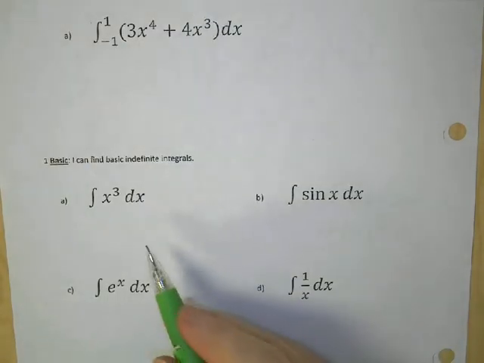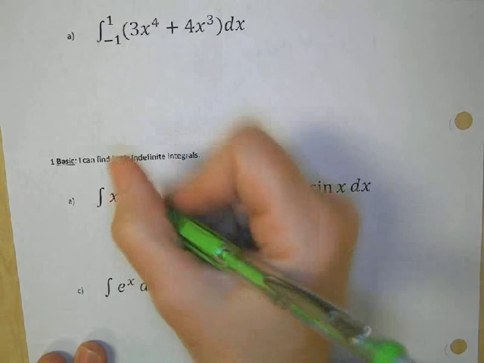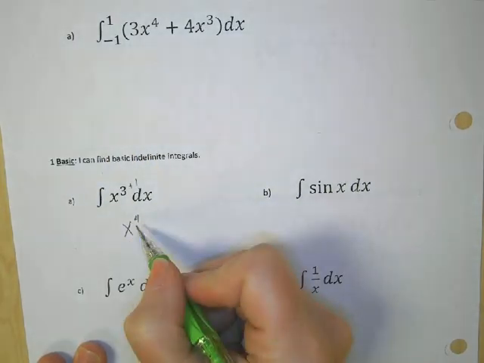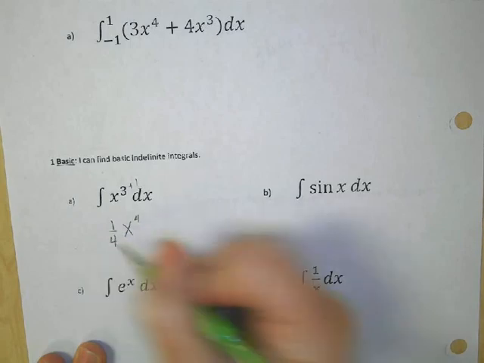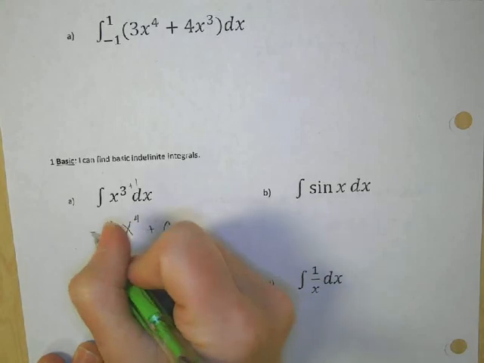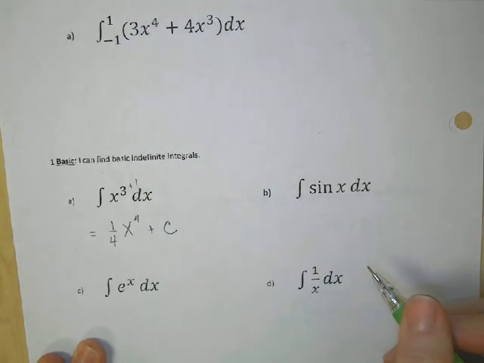So level 1, I just need to add 1 to my exponent. So I get x to the 4th, and then multiply by the reciprocal of that new exponent. And since it's an indefinite integral, make sure you do the plus c. So there is my antiderivative for letter A.